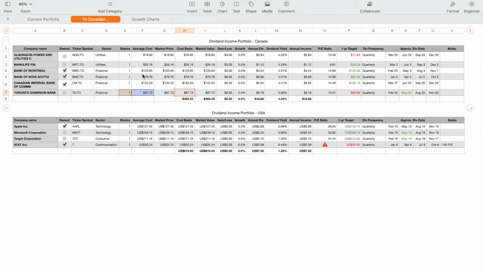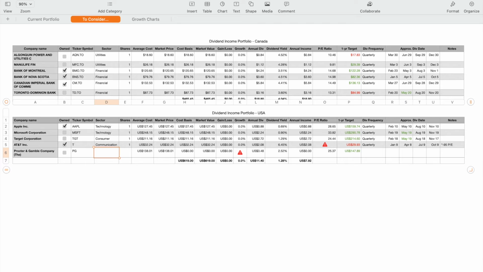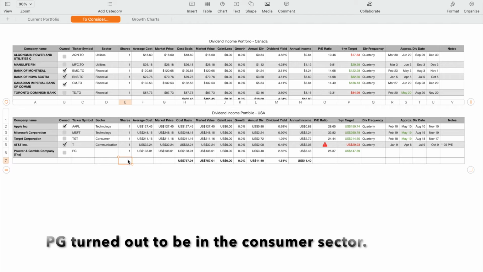We can do the same thing with US companies. Click on the 2 horizontal lines over here. Let's say I want to add Procter & Gamble. I'll just do Procter & Gamble like that, and then I can fill out the sector. I think it's healthcare. Don't really know off the top of my head, actually.